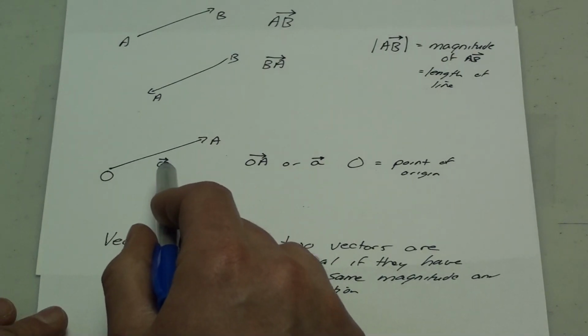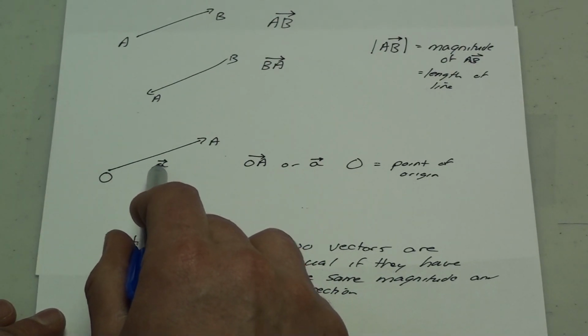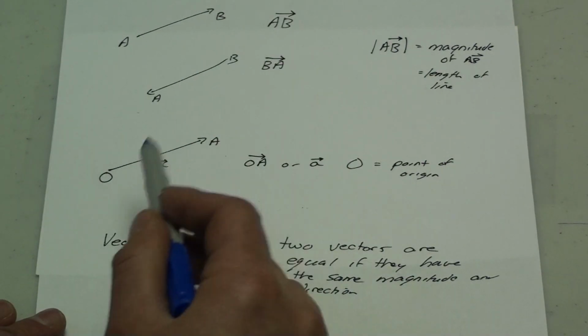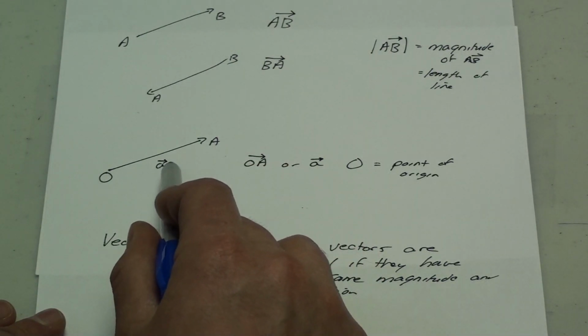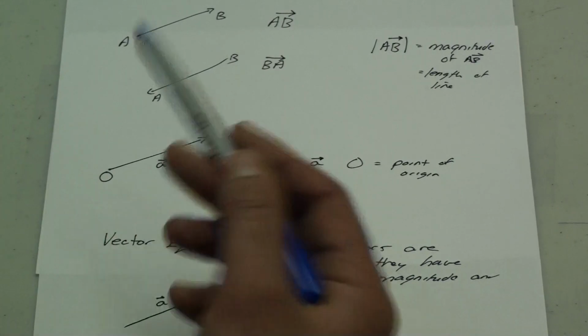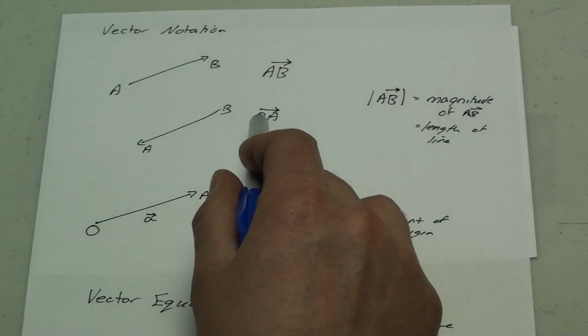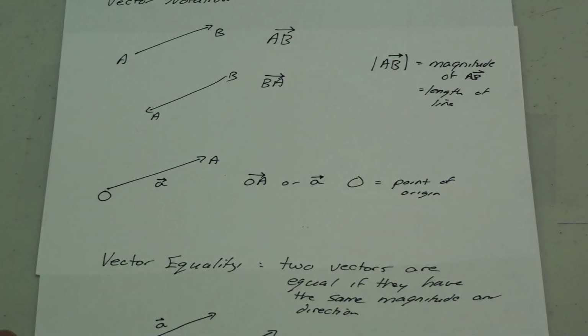Vectors can also be given by just a lowercase letter, kind of in the middle. Maybe just calling it vector a itself. Here I have a vector going from the point of origin to point A, and that is going to be denoted by just the lowercase a. So vectors can be given by going from this point to here, or just by calling them a name with a lowercase letter.